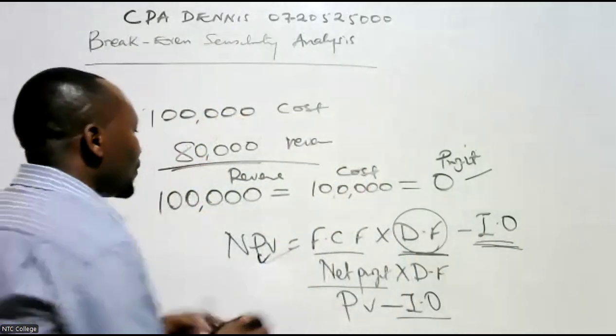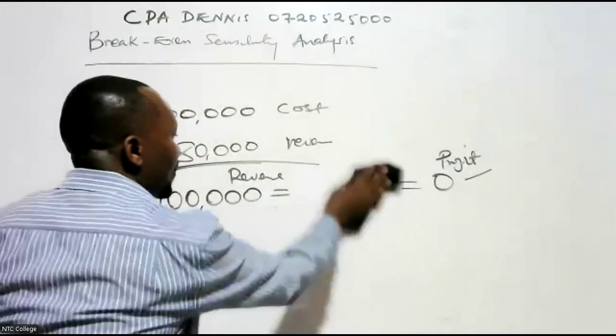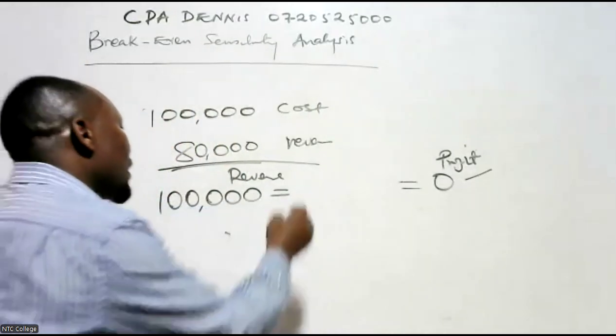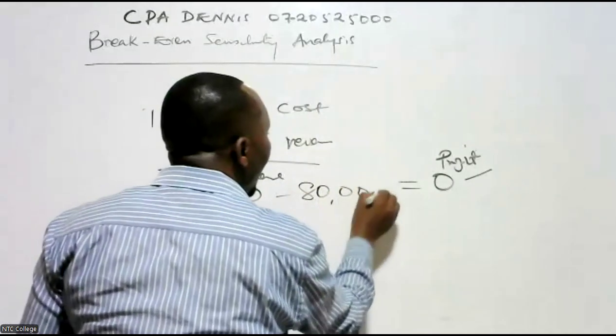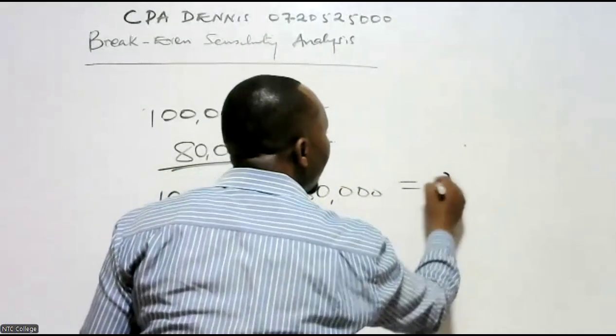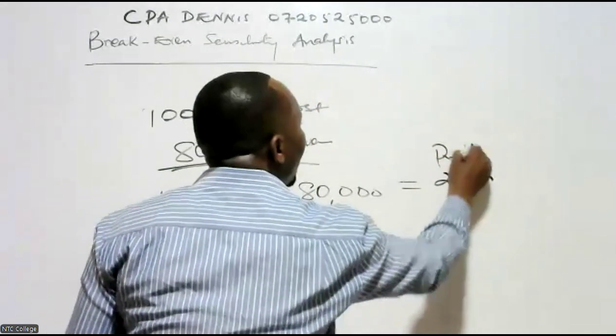Let's look at it in a simple way. If our revenue was 100,000 and our cost was 80,000, then we're making a profit of 20,000, right? This profit is what we call NPV.